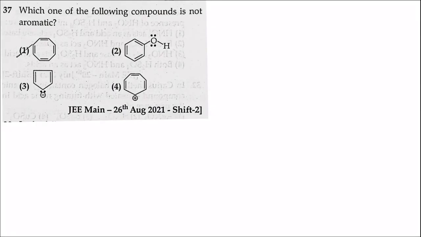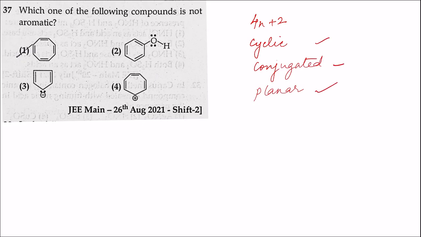Which one of the following compounds is not aromatic? Now, according to Huckel's rule of aromaticity, the compound should have 4n plus 2 pi electrons, where n is the number of rings. Now, it should be cyclic, conjugated, and planar. So, the structure should be cyclic, conjugated and planar, and 4n plus 2 pi electrons are needed.